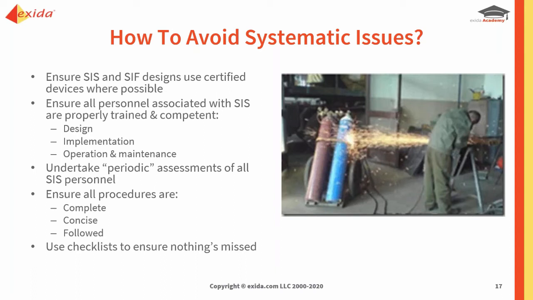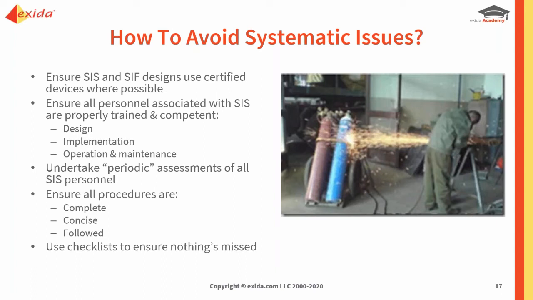So if you subcontract the SIS design to an engineering company, the standard now requires that they also have a functional safety management system that they can demonstrate is in operation. They have properly competent and trained people, and they have roles and responsibilities defined. If not, then they won't meet the requirements of 1511.